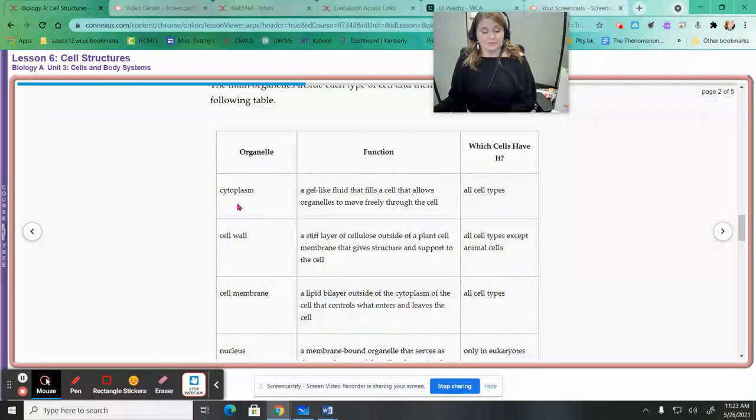So let's go through some of the terminology and some of these organelles and their functions. This is also copied right into your note sheet, so you don't have to write it all back down again. We've talked a lot about cytoplasm, but I didn't really tell you what it was. It's this gel-like fluid that fills a cell and allows organelles to move freely through the cell. It also has stuff that floats in it, certain ions and molecules that are needed for cell processes.